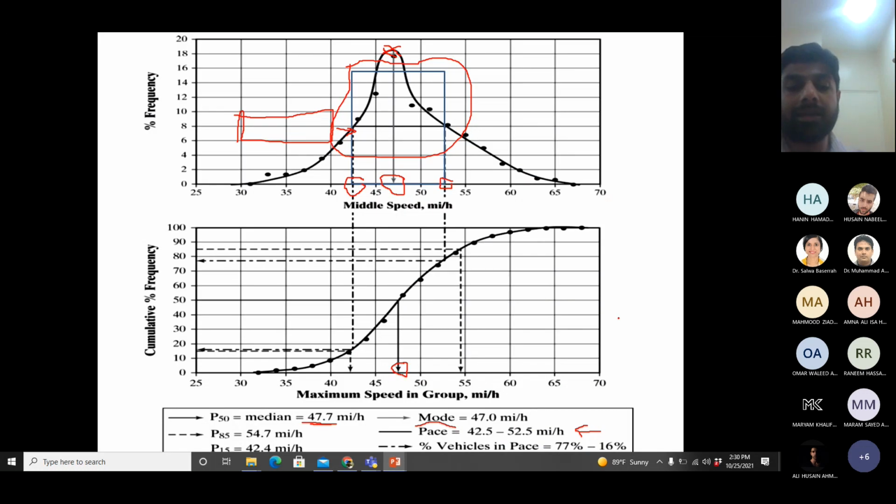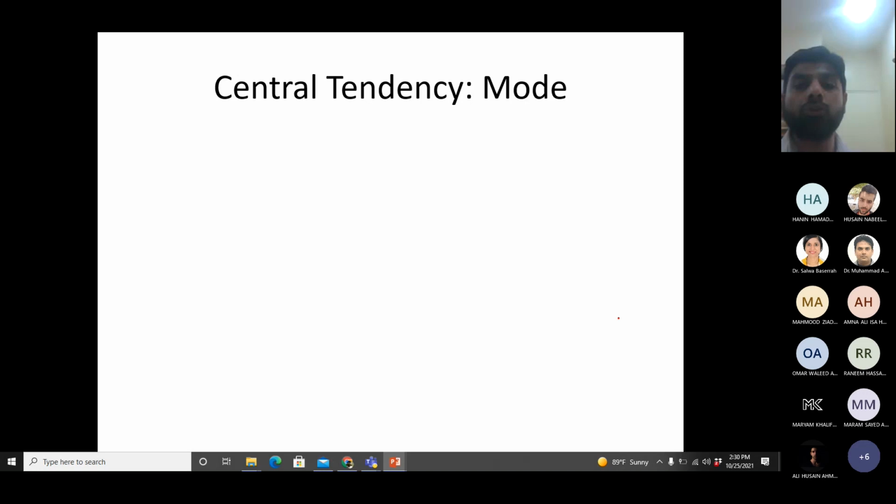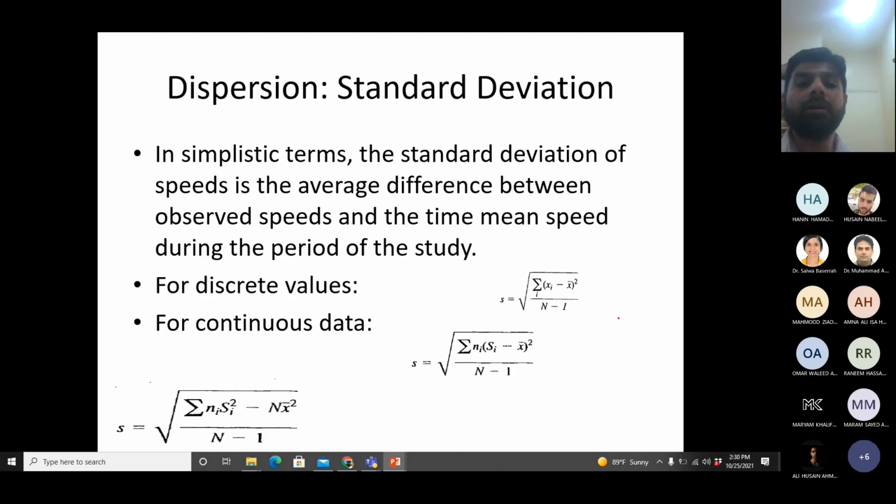So these are the measures of central tendency: mean, median, mode, and pace. Now we will move on to measures of dispersion. The first measure we will discuss is standard deviation. I already explained what standard deviation means.